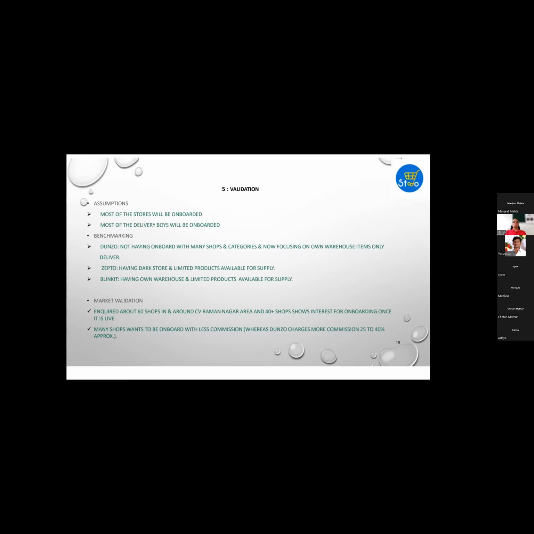They say, "Sir, once you are live, we will come to onboard." Of those 40 shops, some have already registered with Dunzo, but Dunzo is not coming back, even with repeated follow-up. Those shops are telling us this is actually a need of the market. It is required, and they will be onboarded once it is live. Many shops want to be onboarded with less commission. Dunzo and the food platforms charge heavily, 20 to 30%. They are interested in doing it at 5 to 10%, where they will be more comfortable. That is the range we are expecting.